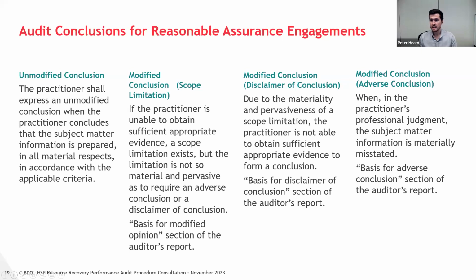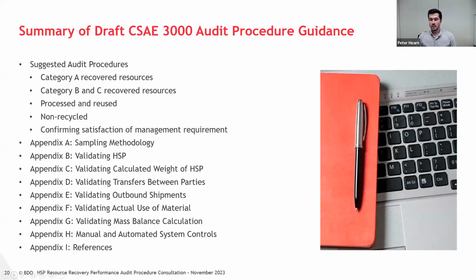And then the final option is an adverse conclusion, which is the worst possible outcome. This is where the auditor has judged that the subject matter is materially misstated. So it's not that they haven't been able to obtain evidence; they have been able to obtain evidence, and that evidence has made them conclude that the information is materially misstated. We'll go into the rationale further in a few more steps, but remembering the different outcomes is part of the reason why we're suggesting this split.